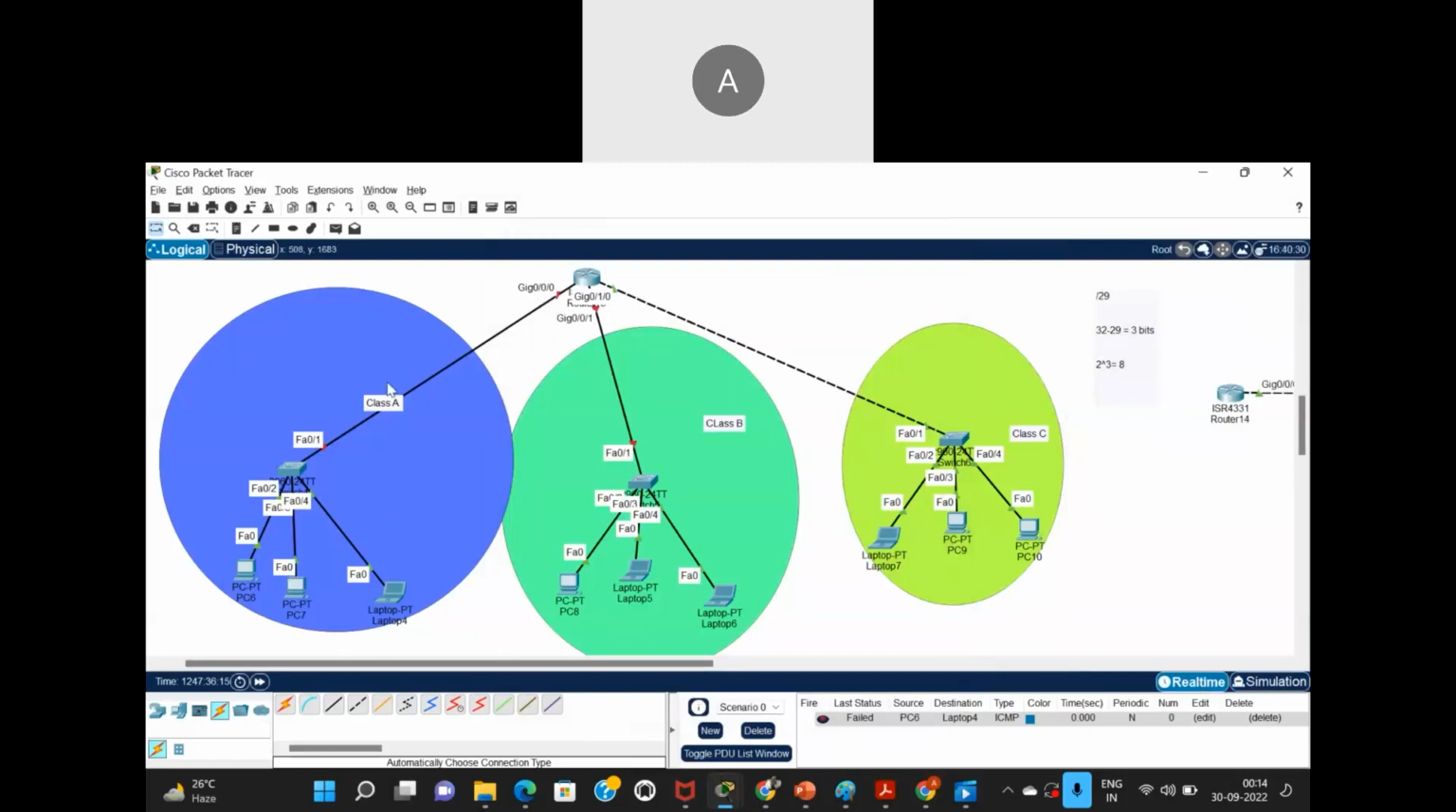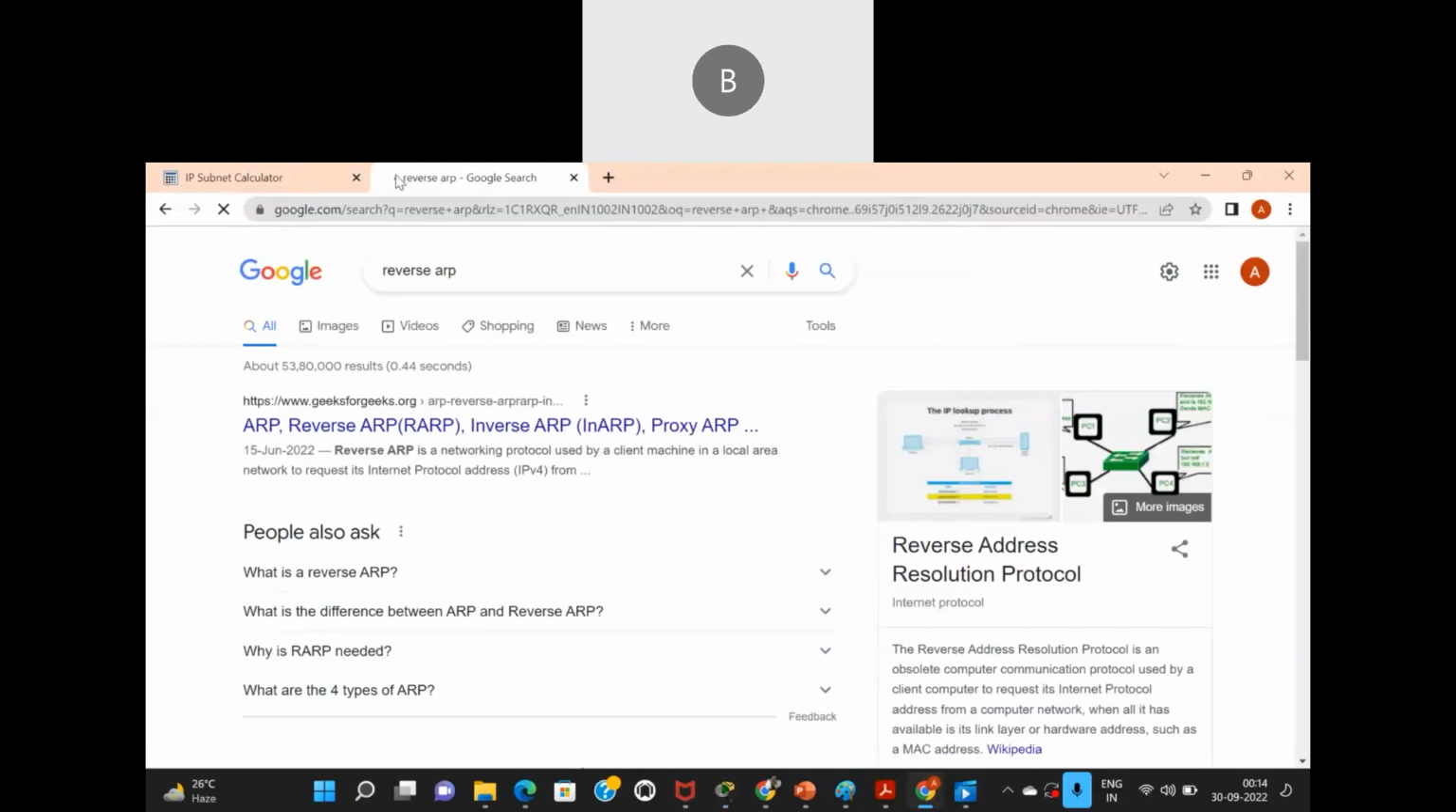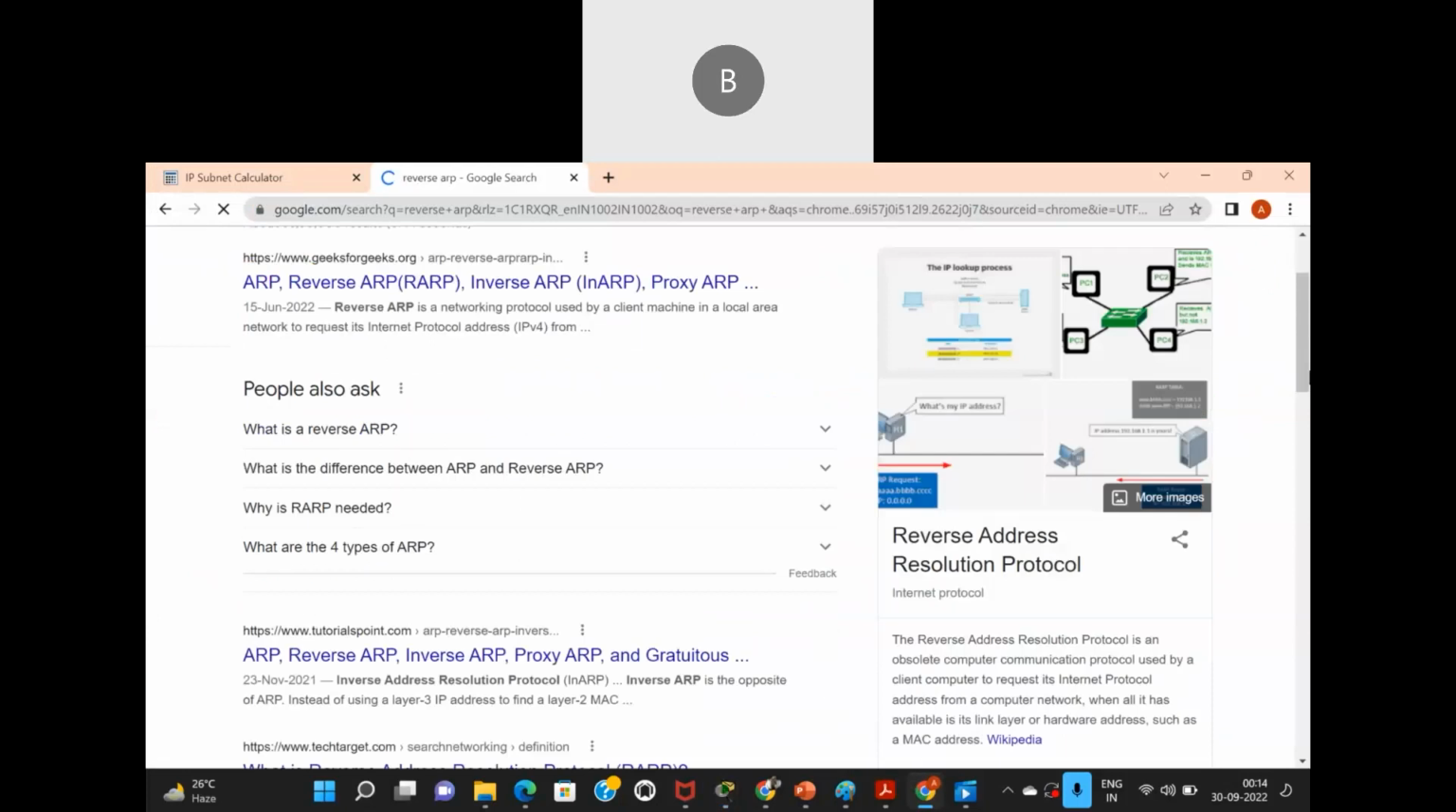Just think of a room like this. Okay, I think you have understood this. Just think of this room. Now we talk about reverse ARP. What do you think is reverse ARP? Telling the other devices what your MAC address is or your IP address is.